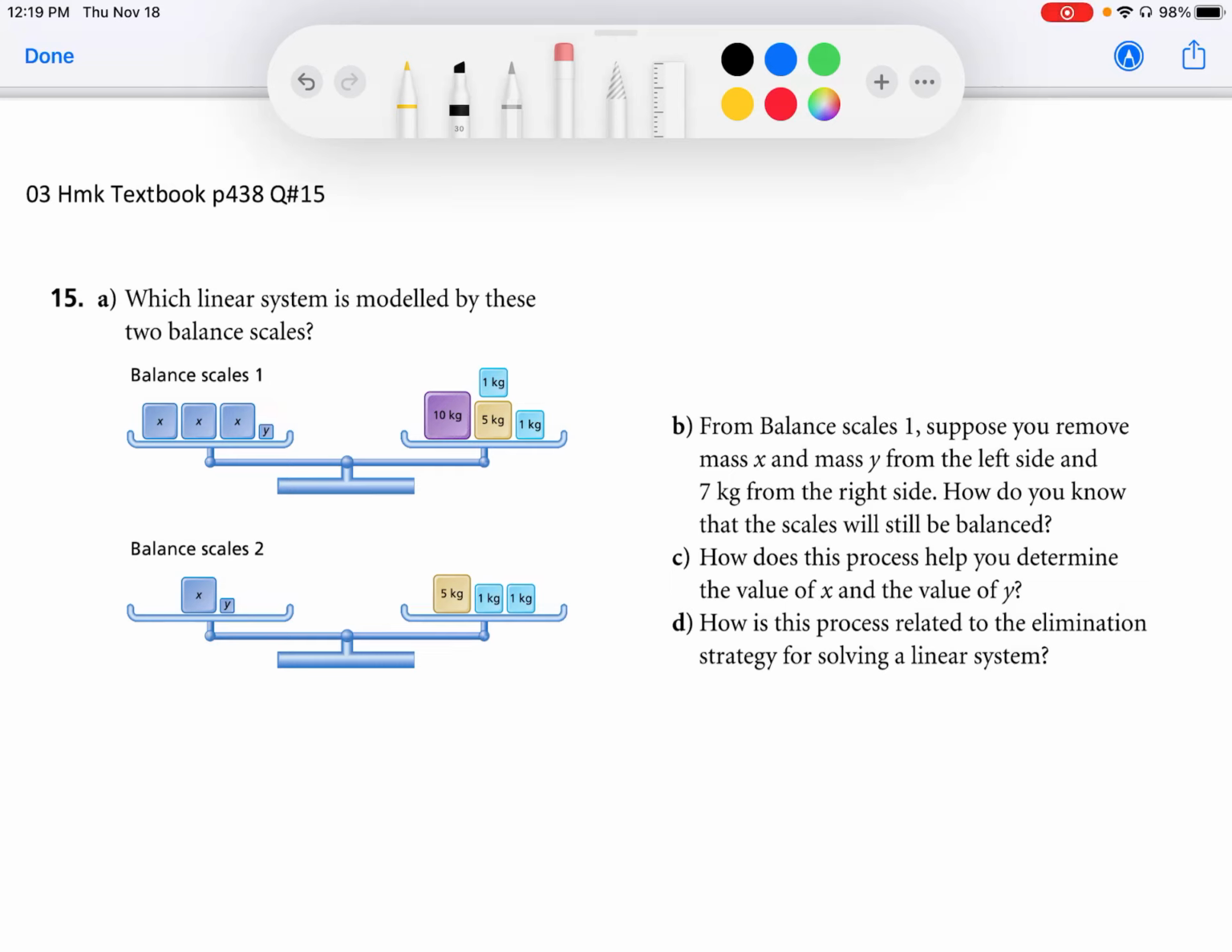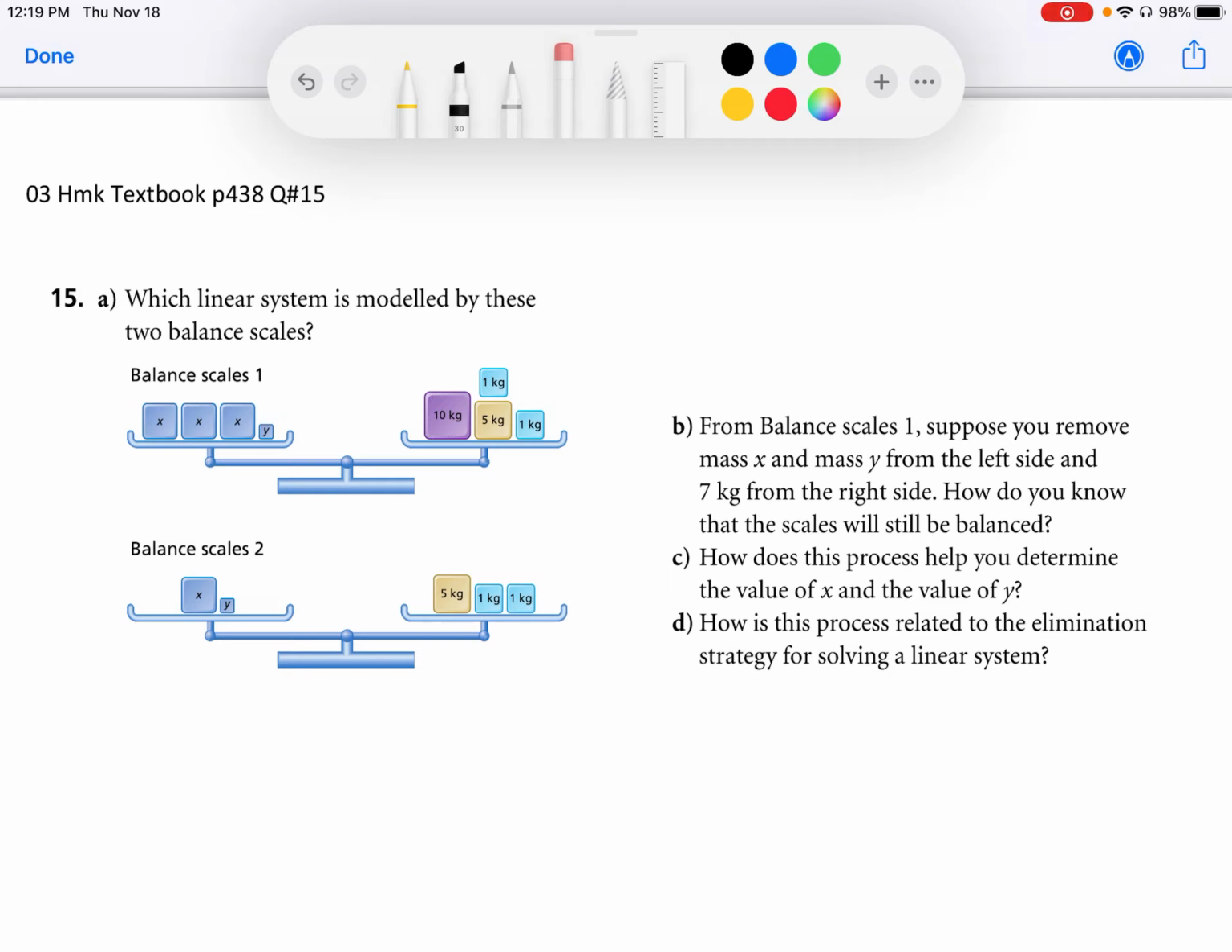In number 15, we have two balances that represent two linear equations or relationships, and they represent a system of linear equations. And so part A asks, which linear system is modeled by these two balances?